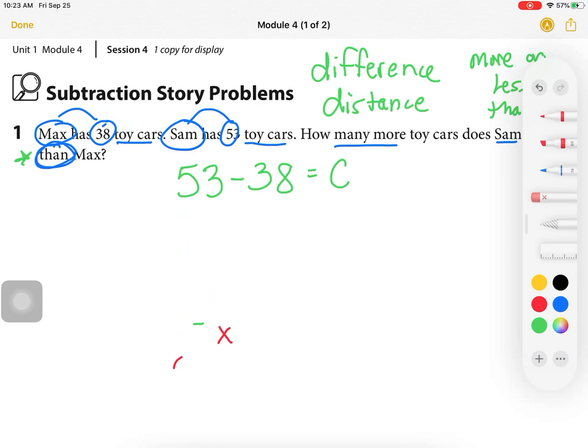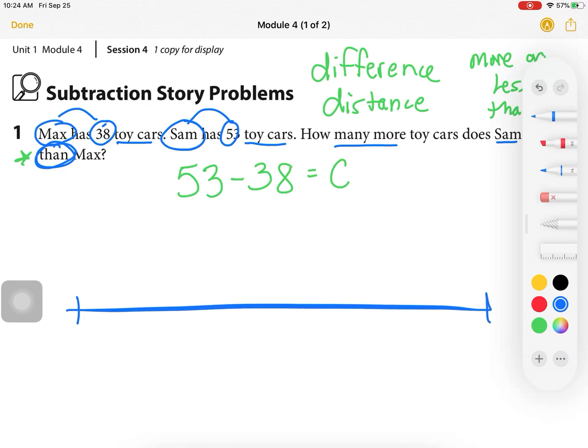So let me show you another way to think about it. If you made that mistake, I am so happy to have your brain grow today, because I'm going to show you one way that I like to do it, and I like to think of it as a difference between the two boys. So I'm going to draw a number line to get started, and I'm going to put Max over here at 38, because he's my lower end on the number line, and then my higher end would be Sam, and he's got 53.